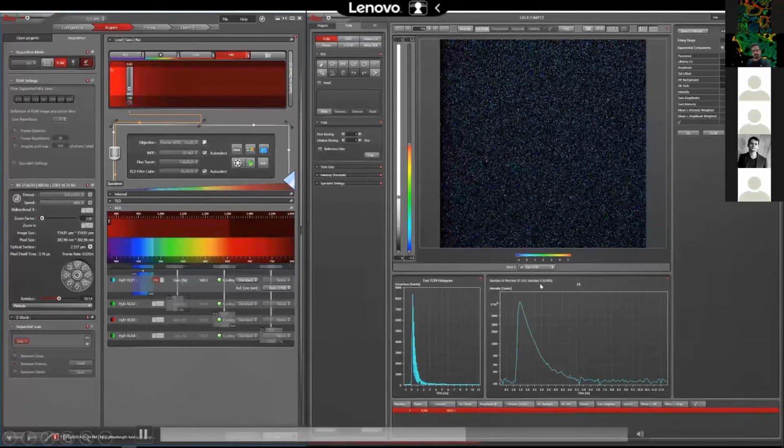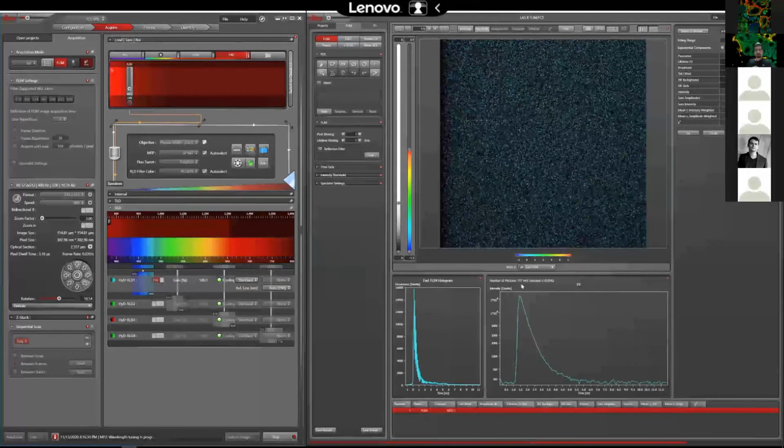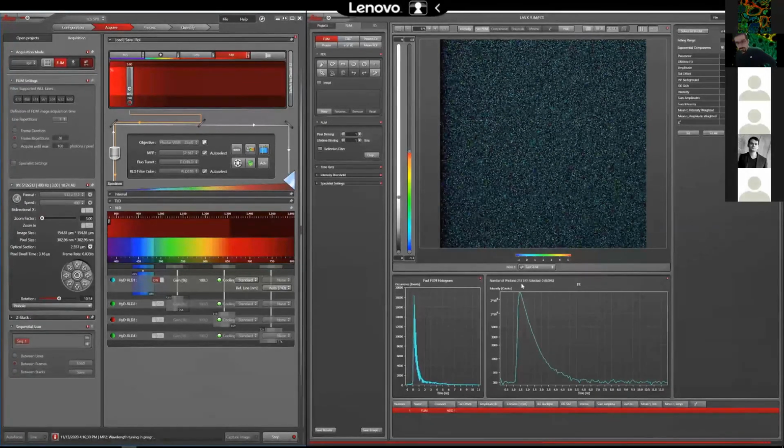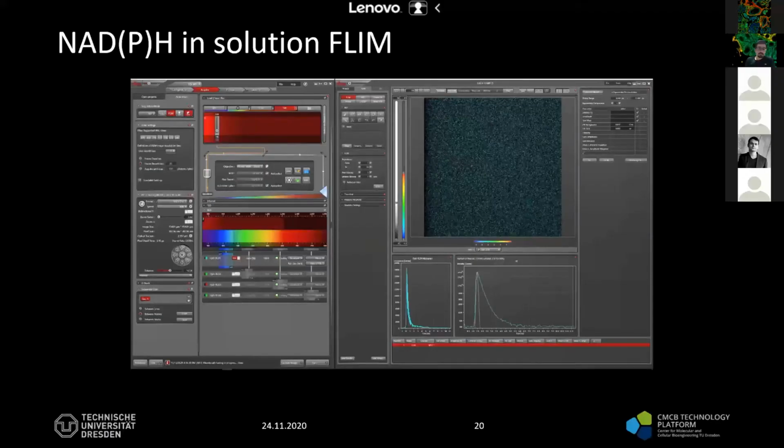And also, looking at the number of counts that I have in the whole field of view, because later on I would like to see what value I get when I fit it. Okay, that seems quite fine. There are more than 200,000 counts, and we are expecting that NADH, when it's free, would have only one lifetime component, which is a short lifetime component.